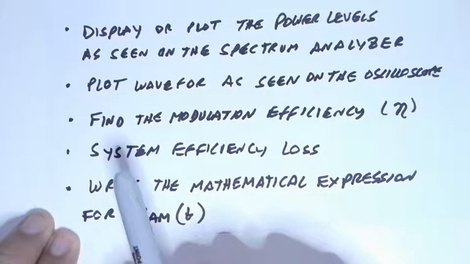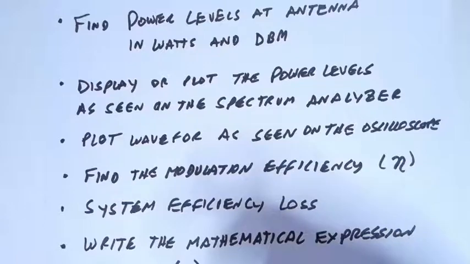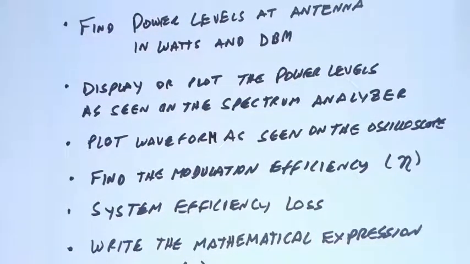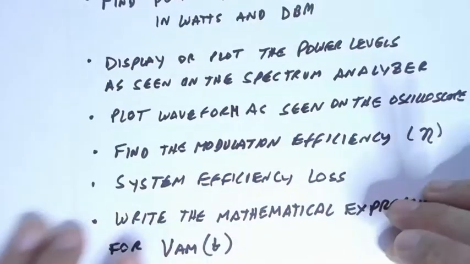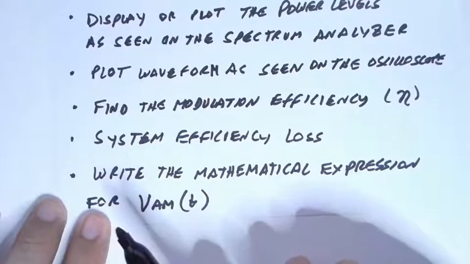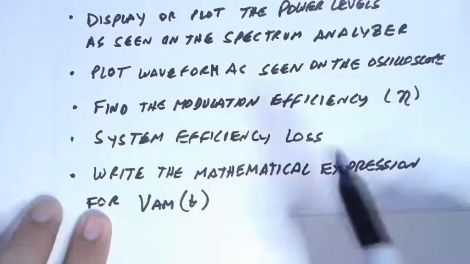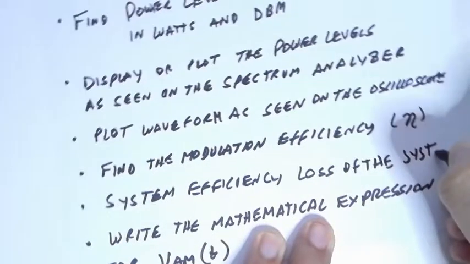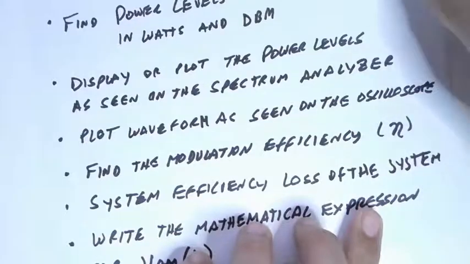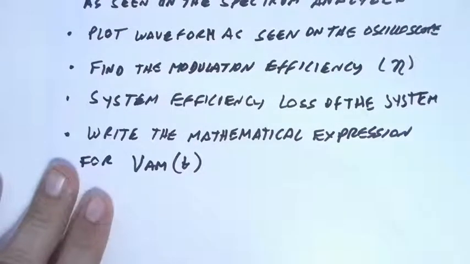Also, we will be asked to plot the waveform as seen on the oscilloscope. Okay, we need to calculate the ratio of what that 40 dB is for. Okay, and we also need to find the modulation efficiency N and find efficiency loss of the system. Okay, and lastly, to write a mathematical expression for the modulation signal.